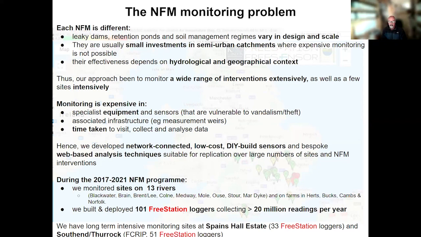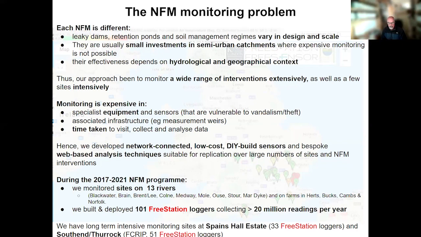So our focus in natural flood management has been to use this technology that we have been developing called FreeStation, which are network connected, low cost, do-it-yourself build sensors, and to develop analytical tools that bring the data from multiple sensors together and allow specific types of analyses that are replicable between different sensor configurations.